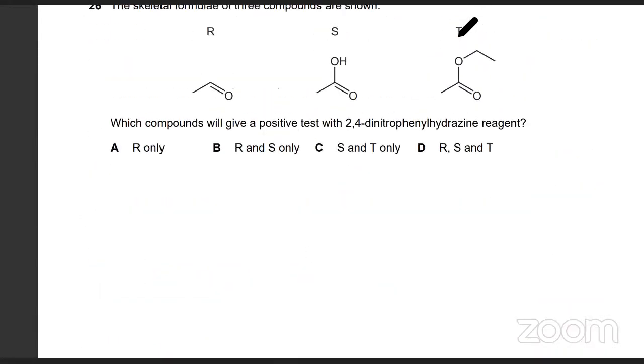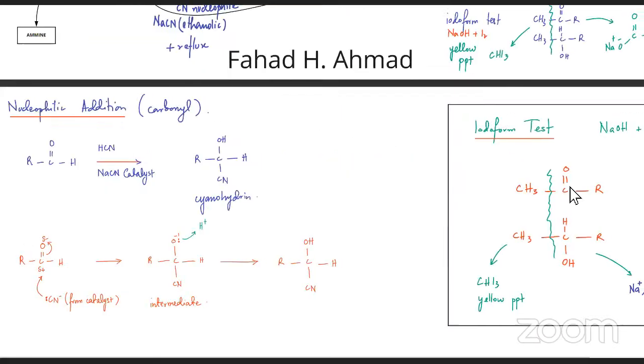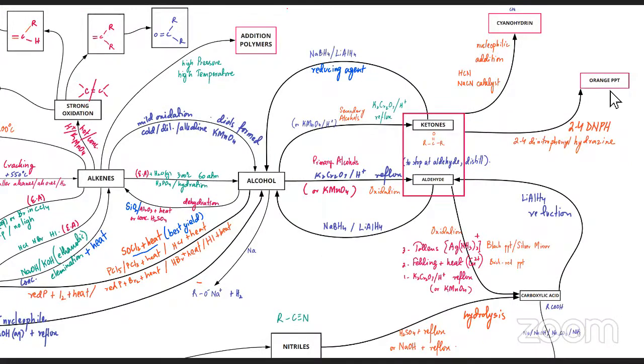Next one, you've got this molecule. Skeletal formulae of three compounds are shown. Which compounds will give a positive test with 2,4-DNPH? 2,4-DNPH is just a test for identifying aldehydes and ketones. It gives an orange precipitate for ketones and aldehydes.